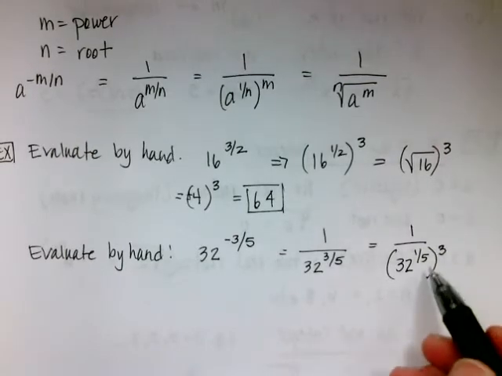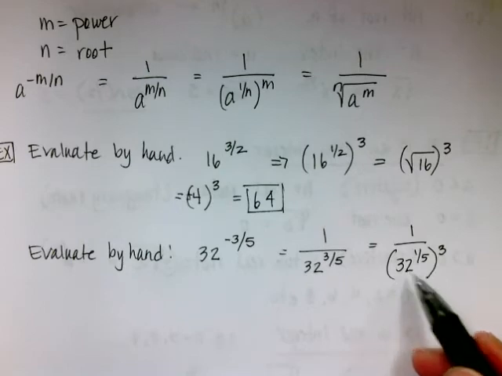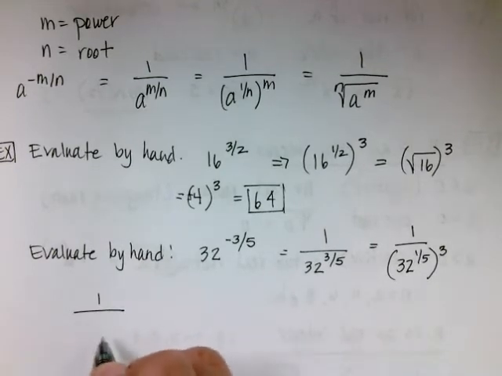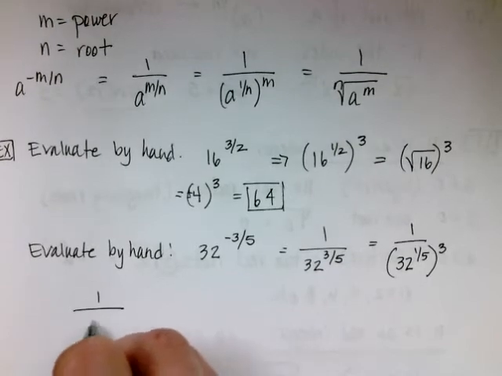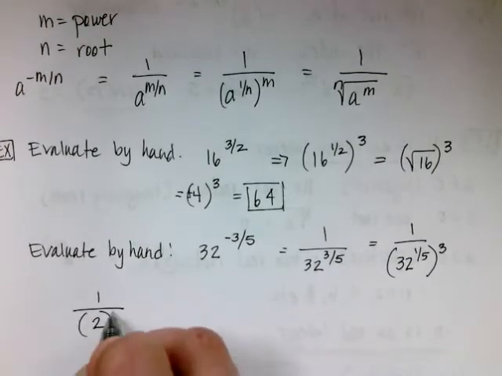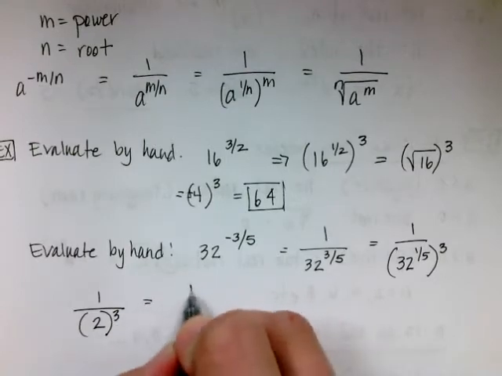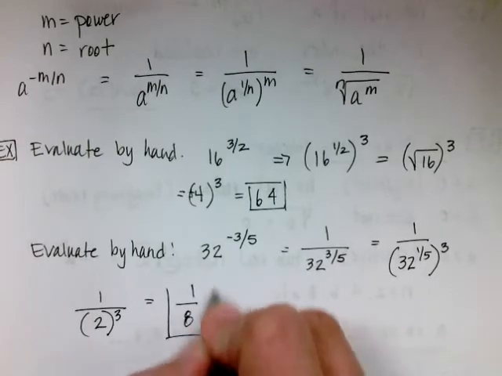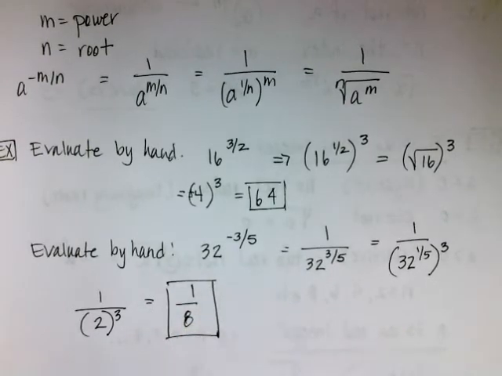Well, the 5th root of 32 is 2. And if you didn't know that, you could do that in your calculator. I just happen to know that. So the 5th root of 32 is 2, and then I'm going to raise that to the 3rd power, so this is 1 over 8. And 1 over 8 is going to be my final answer. Okay?